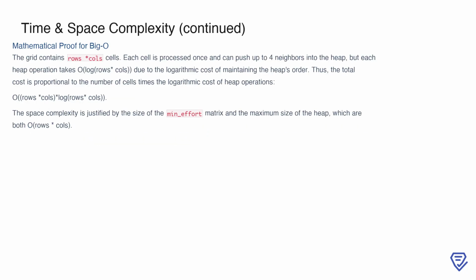To mathematically justify the time and space complexities, consider the grid with rows * cols cells. Each cell is processed exactly once, and up to 4 neighbors per cell may be pushed into the heap. The cost of each heap operation is O(log(rows * cols)), as maintaining the heap's order involves logarithmic time complexity. Therefore, the total cost is proportional to the number of cells multiplied by the logarithmic cost of heap operations, resulting in O(rows * cols * log(rows * cols)). For space complexity, the min_effort matrix requires O(rows * cols) space, as does the heap at its maximum size.